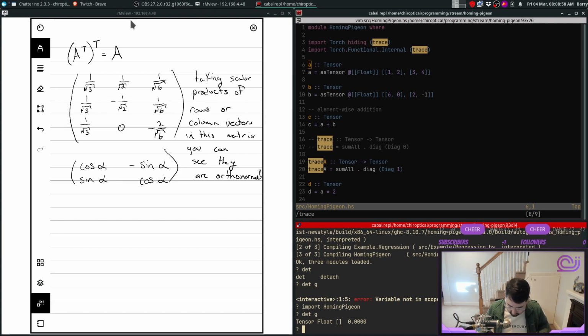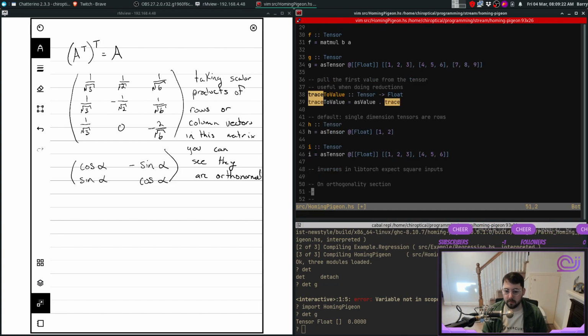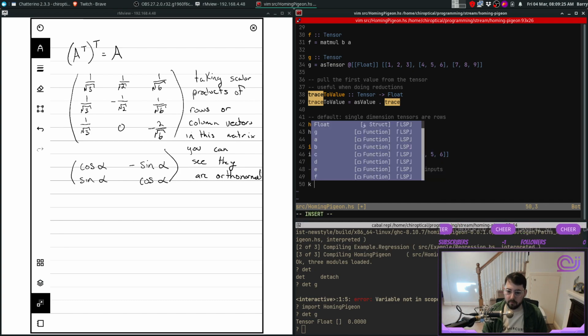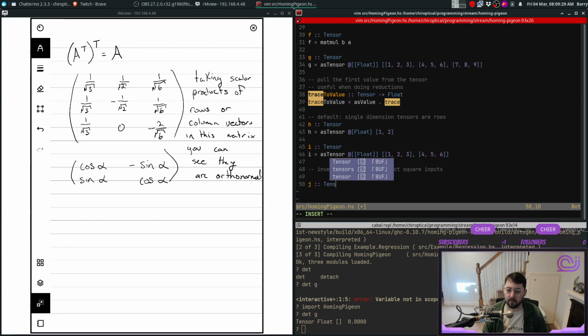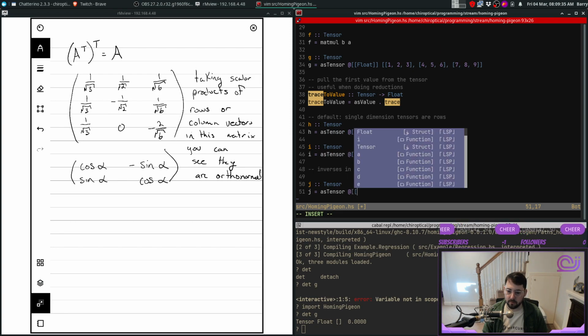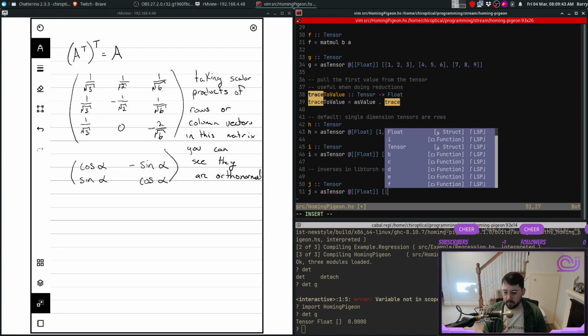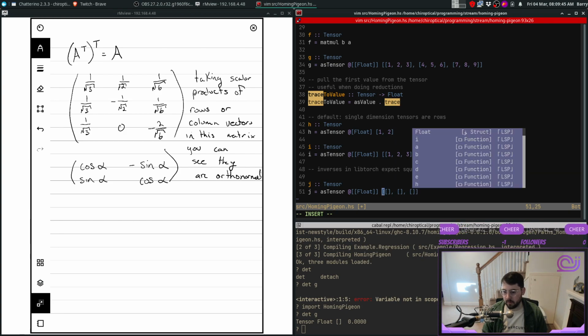Let's actually just prove to ourselves that these things are orthonormal because I want to real quick. I don't think it would be terribly difficult. I just need to get organized. Okay, so let's do that. We're on J, which is going to be a two-dimensional tensor of floats for now, and we're going to have basically 3 row vectors.